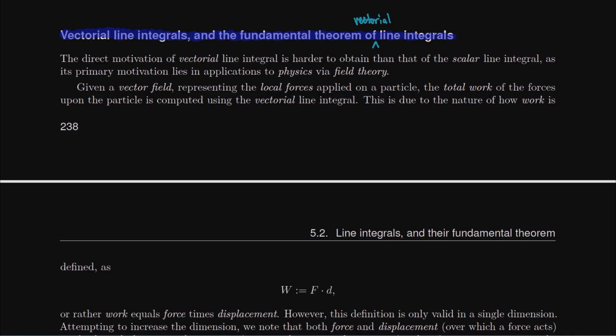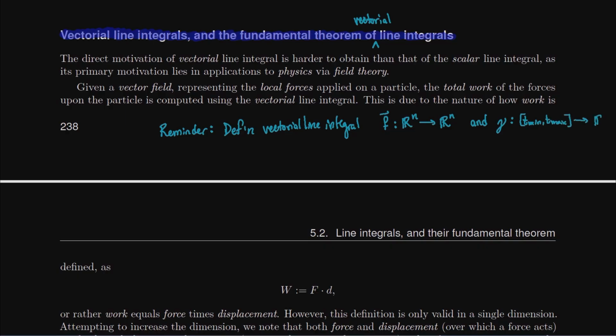But in terms of the vectorial line integrals, let's just have a quick reminder. We did technically define these in the last video, but we didn't use them at all. The definition of a vectorial line integral is we're going to have a vector field that'll map n-dimensional space to itself, and a path which will map an interval t-min to t-max out to Rn.